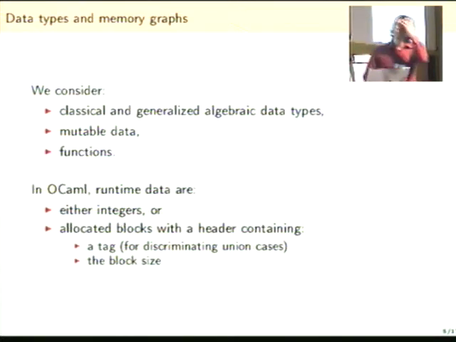Our host language, our test bed, was the OCaml compiler. We want to be able to marshal algebraic data types, including generalized algebraic data types. We want to be able to serialize mutable data, and also closures if possible. And we chose OCaml because its runtime representation has very little type information. We are just able to distinguish between immediate values, integers, and allocated blocks.